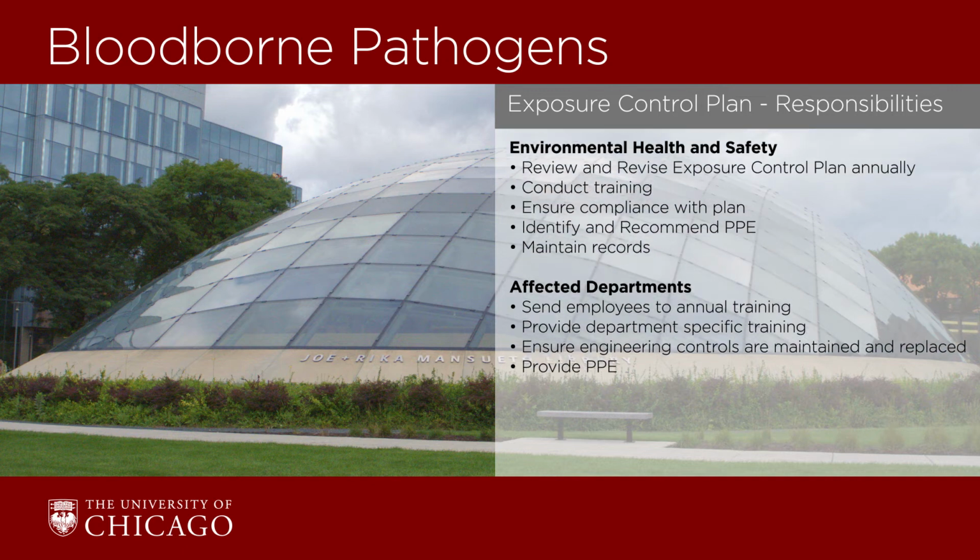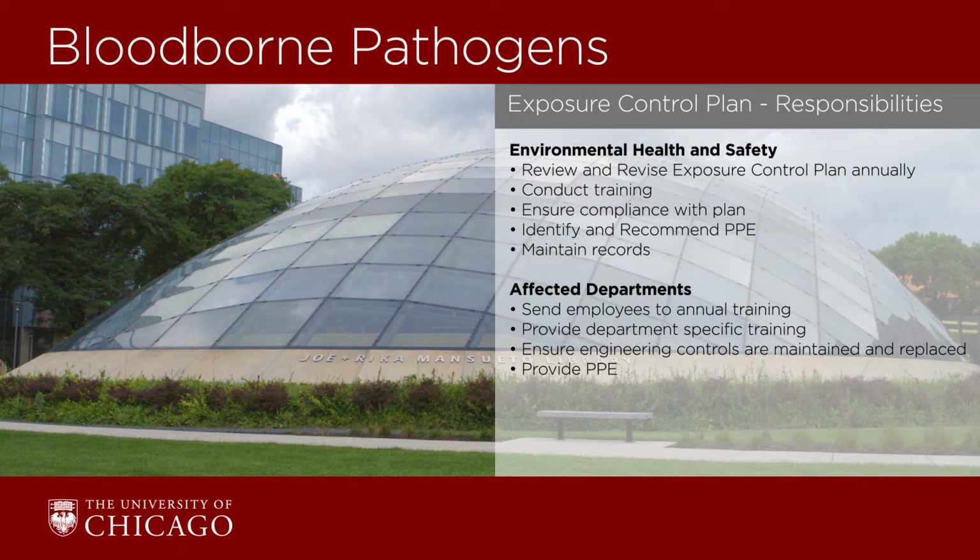Under the Exposure Control Plan, various university departments have specific duties in order to meet the requirement of the OSHA standard. The Environmental Health and Safety Office has the primary responsibility for the implementation and enforcement of the Bloodborne Pathogen Exposure Control Plan and is responsible for reviewing and revising the plan on an annual basis, providing bloodborne pathogen training for affected university employees, ensuring compliance with the Exposure Control Plan, identifying appropriate personal protective equipment, PPE, and maintaining training records for 3 years from the date on which the training occurred.